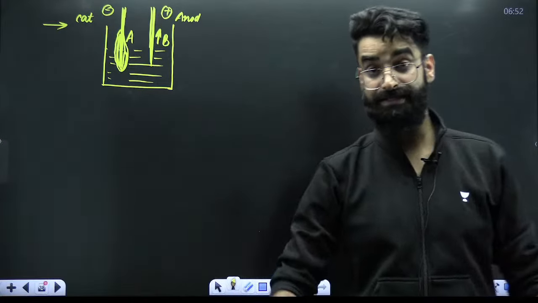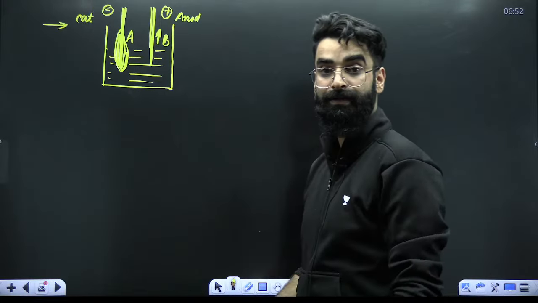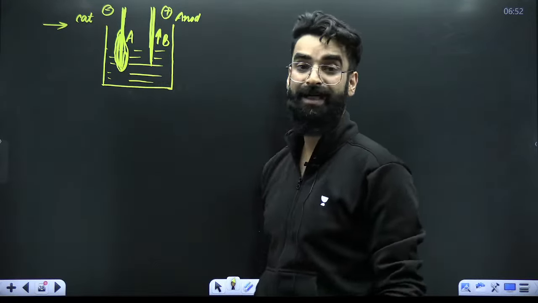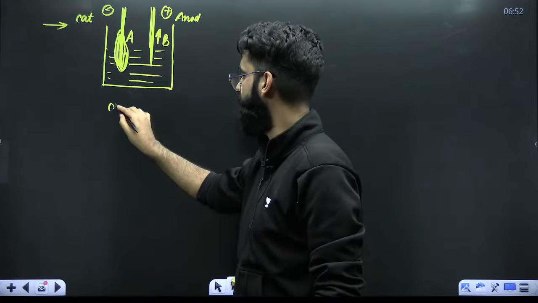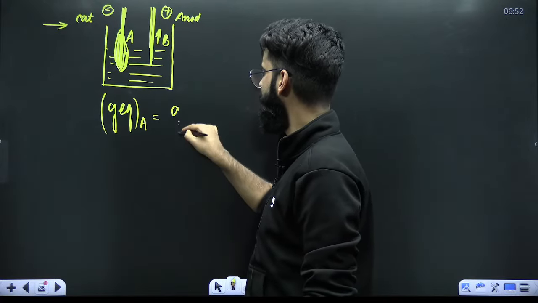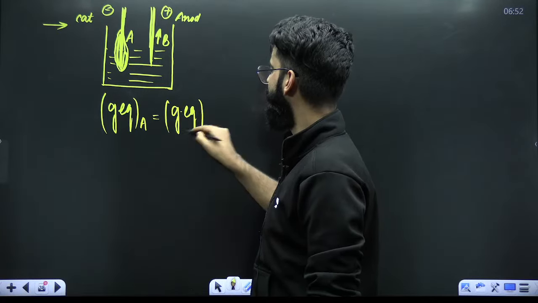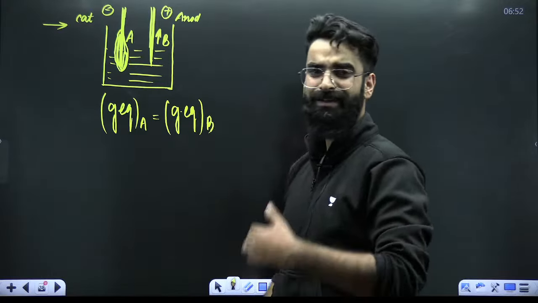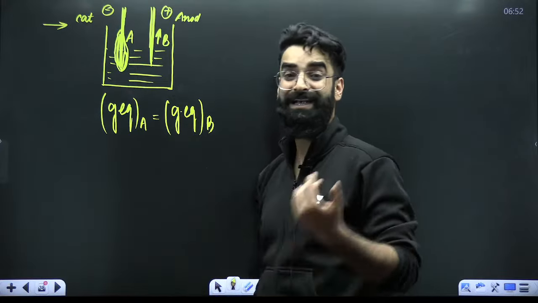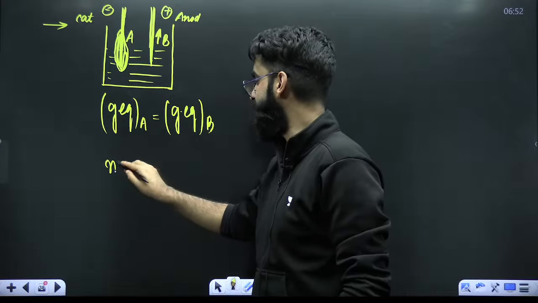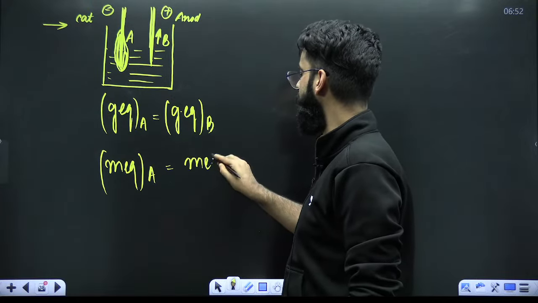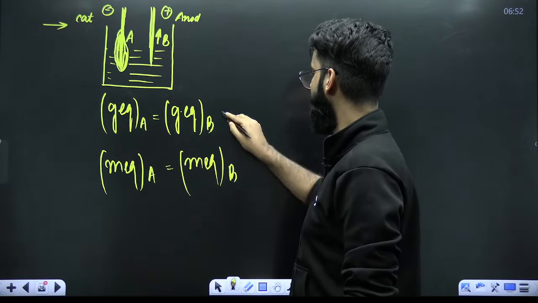Now you can use Faraday's second law here as well. You can say gram equivalence of A deposited here should be equal to gram equivalence of B liberated here. You can write it like this. Gram equivalence of A deposited on the first electrode will always be equal to the gram equivalence of B liberated. At the same time, you can do one more thing. You can write the same statement in terms of milli equivalence as well. You can say milli equivalence of A deposited will be equal to milli equivalence of B liberated, right?